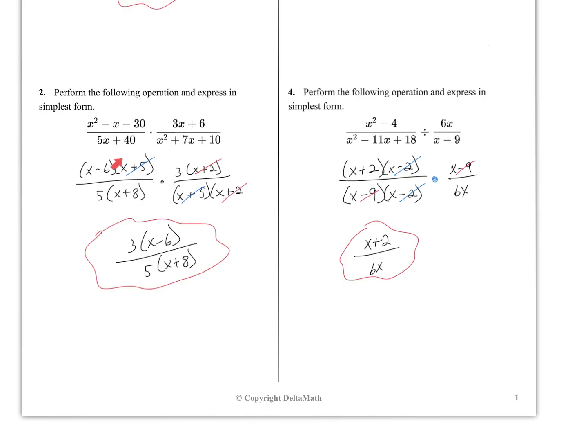Then you start looking for your common factors. We cancel out x plus 5, and we cancel out x plus 2. Notice we're left with this 3 and this factor of x minus 6. So I've written 3 times x minus 6. And then down here we have 5 times x plus 8. Okay. Now this 3 over 5, if that was a fraction that could be simplified, we would need to do so, but 3/5 is a simplified fraction. So again, this is our product of this multiplication problem.